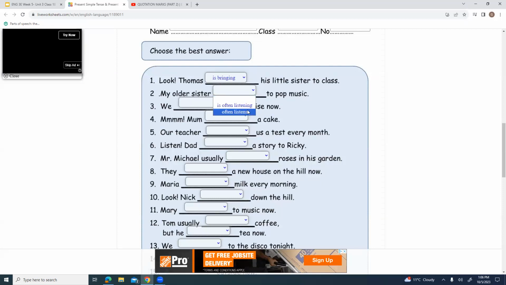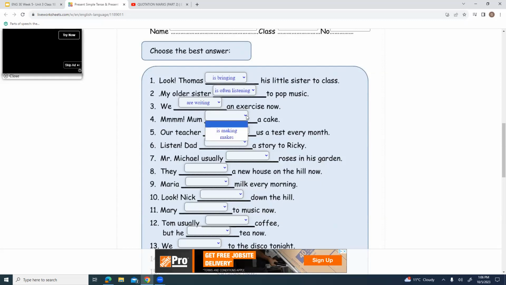Generally, we would say "often listens." Okay. You could do "is often listening," though, because of it being continuous. We something an exercise now. We are writing or we write. I would say generally we are writing. We're doing it right now, but it's continuous.